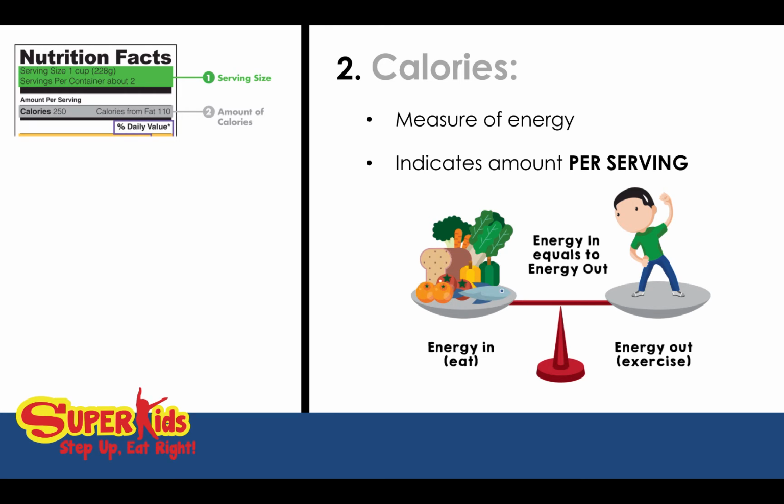The next part of the label is calories, which are a measure of energy. Remember, the calories listed on a label are based on 1 serving and not the entire package. So, for example, if the nutrition label states 300 calories for 1 serving of 2 cookies and you eat 4 cookies, you consumed 600 calories.